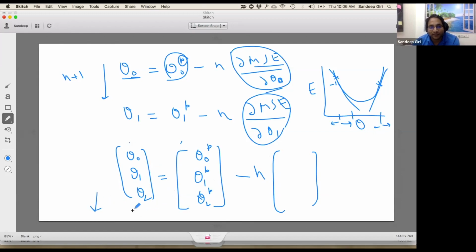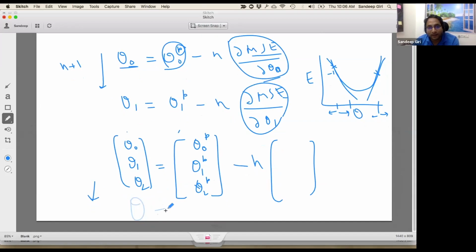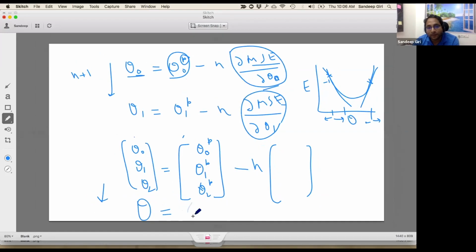Now the same thing we can say in a clean manner: all the thetas are going to be previous thetas minus eta multiplied by their rate of change. So this is a vector, representing an array of values. This is another vector, and this is another vector. That's what is happening in your case.